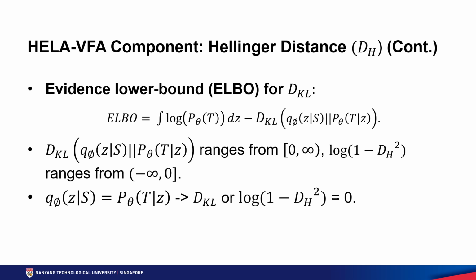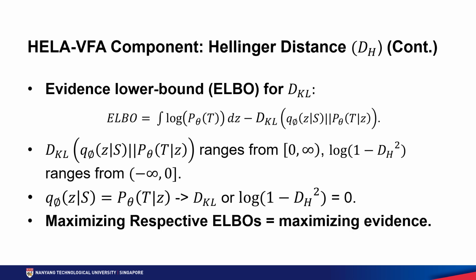When the two conditional distributions, which I mean the prior, the P here, and the posterior, the Q here, equate to one another, both distance measures become 0. This means that the modified ELBO, or the ELBO for the KL divergence, will be equal to the evidence term. This also means that maximizing the respective ELBOs is the same as maximizing the evidence term for both cases.